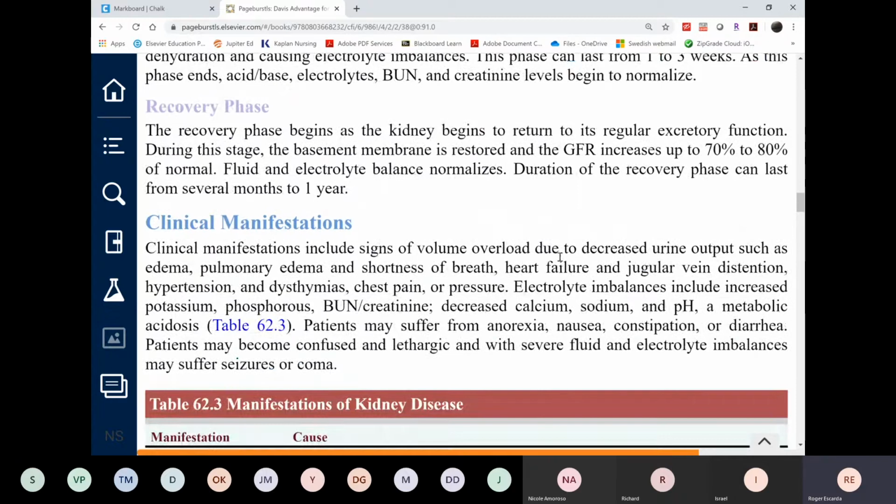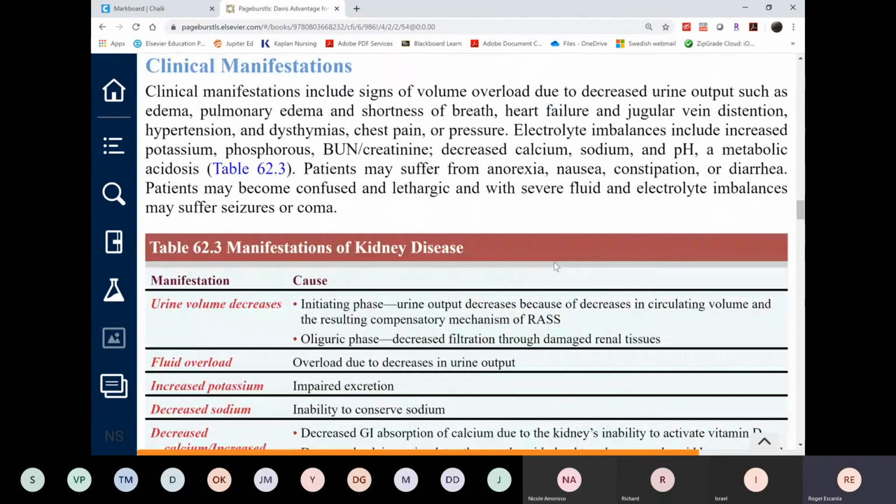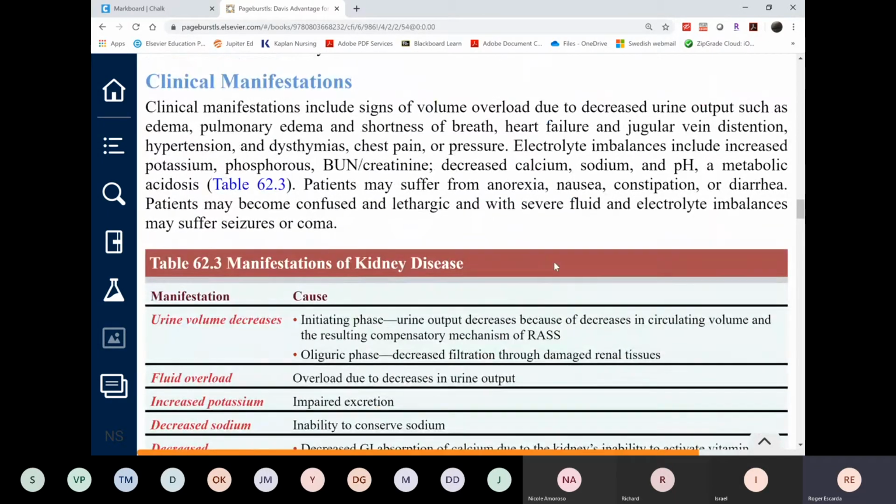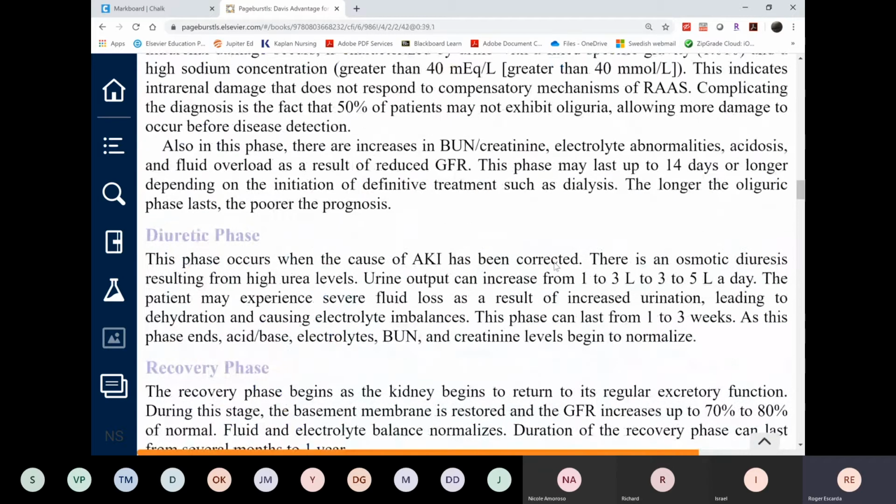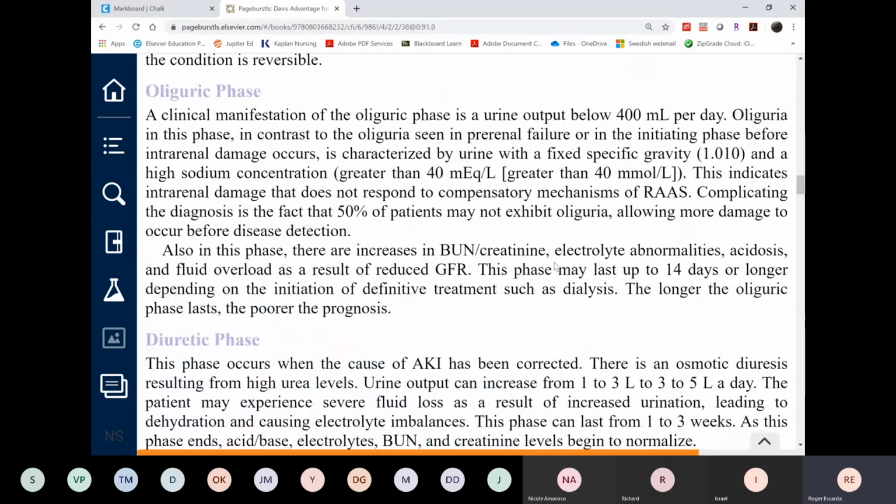All right, let's go to manifestations. So the manifestations really depend on the phase. If you look at the patient during the oliguric phase, what are the manifestations again? Which will help us identify that the patient is still in the oliguric phase.